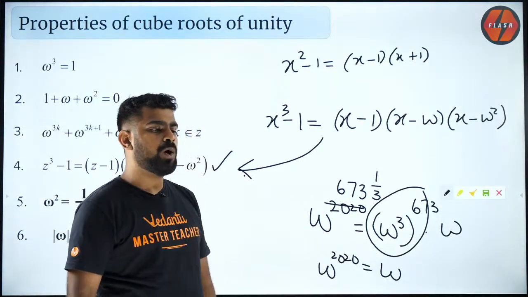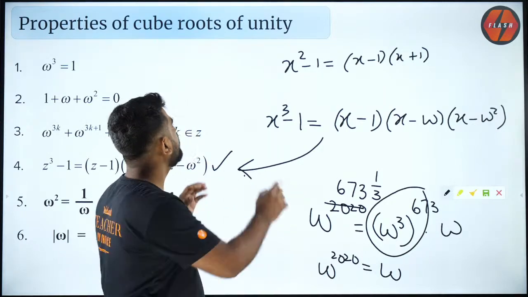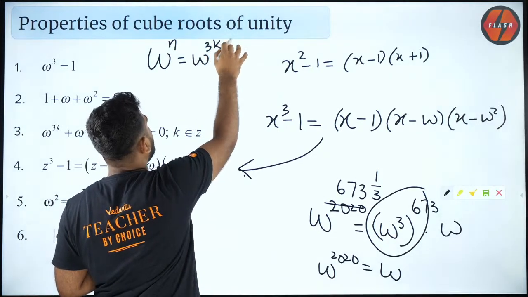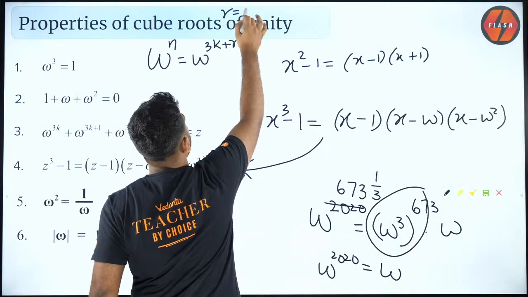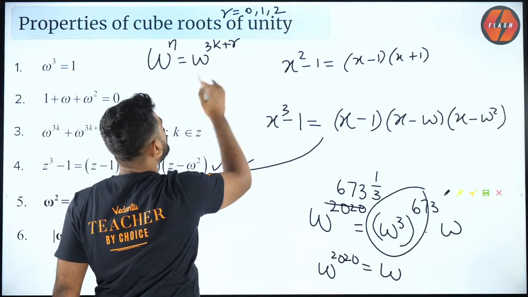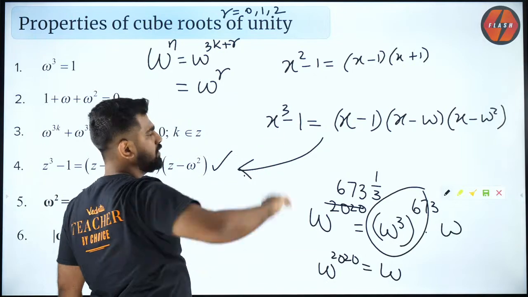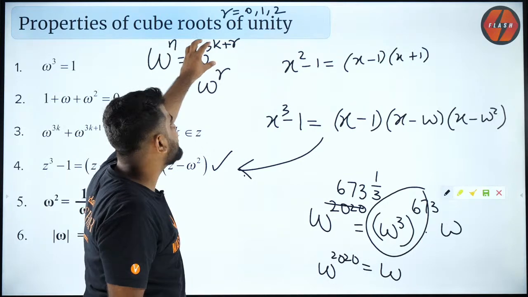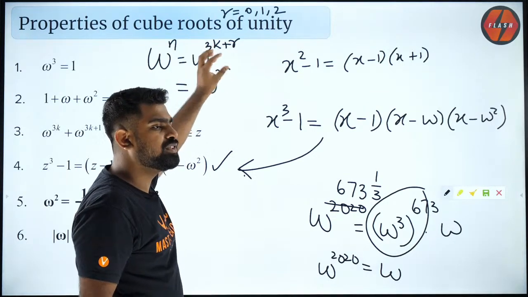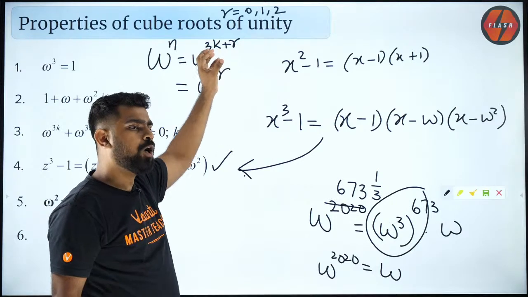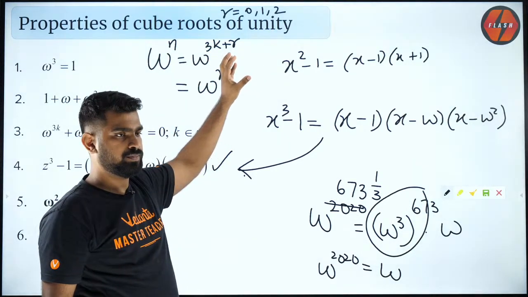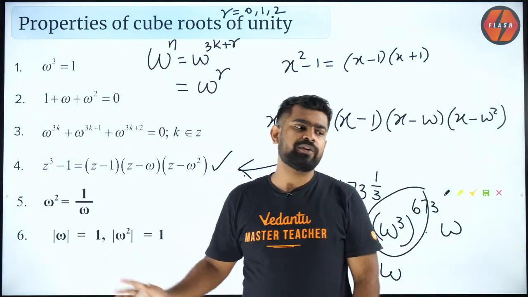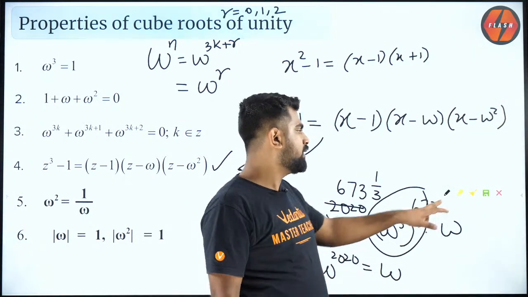Are you all able to follow? So whenever you have omega power n, express it as omega power 3k plus r, where r belongs to 0, 1, 2. So that will be equal to omega power r. That's it. That is how you work. Whatever power you have, express it as a multiple of 3 plus 0, plus 1 or plus 2. Got it? And that will be the answer. I hope you guys got it. So make a note of it. If you guys are all done, then let's move forward to questions.